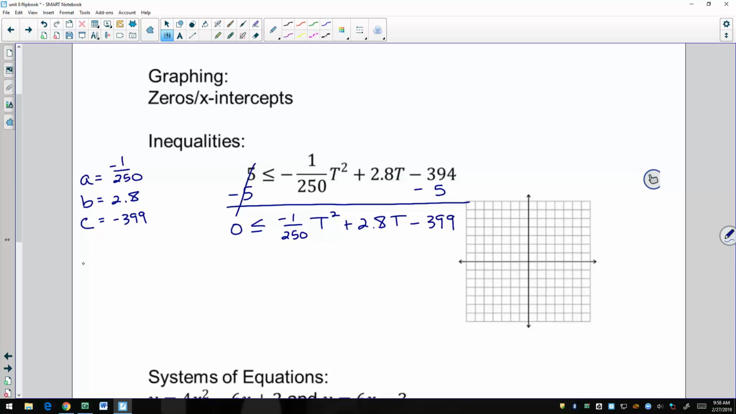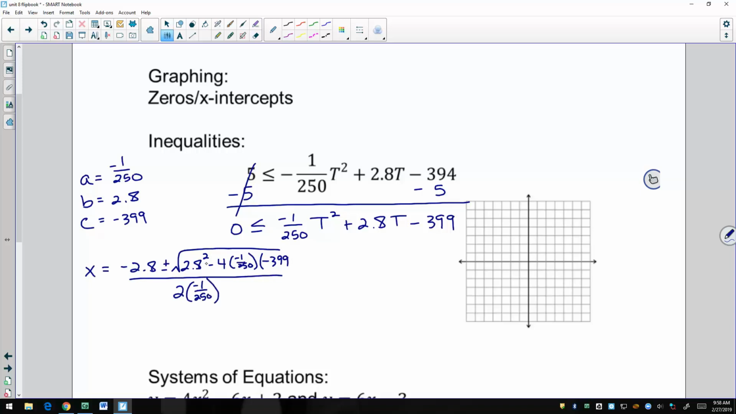Okay, so plugging that in, we get x equals negative b, so it'd be negative 2.8 plus or minus the square root of 2.8 squared minus 4 times negative 1 over 250 times negative 399, gross, but again, you have a calculator, all over 2 times a, which is negative 1 over 250.